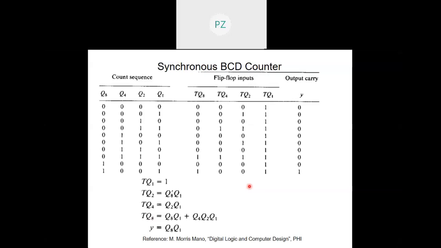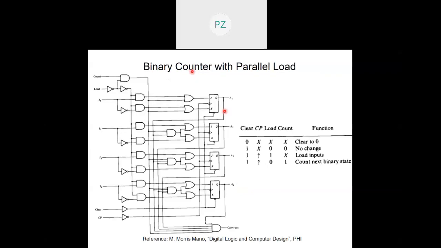Now next, we are going to see a very useful circuit. This is a binary counter with parallel load. First of all, let us understand what is its utility. It will count in the normal sequence. But suppose you want to preload a count in it before the counting starts.